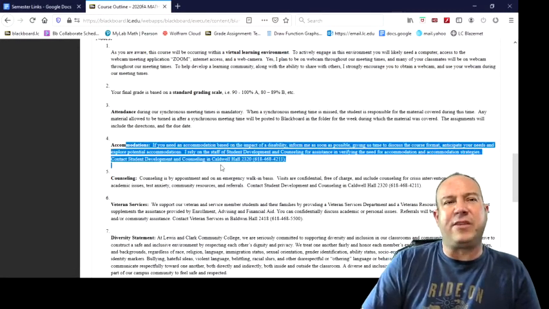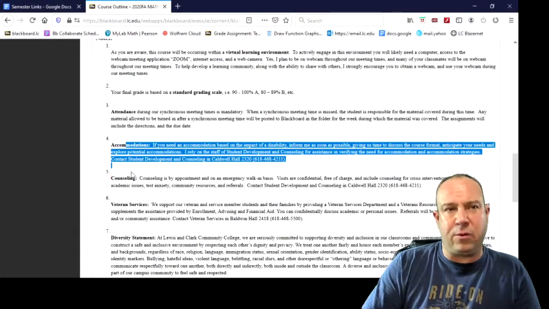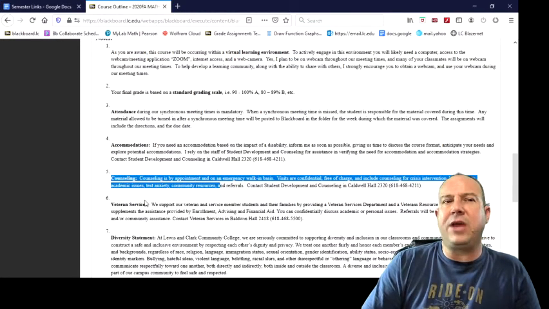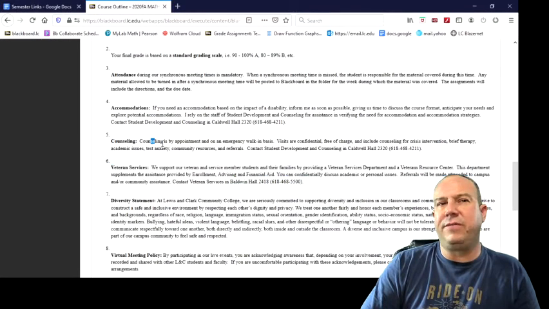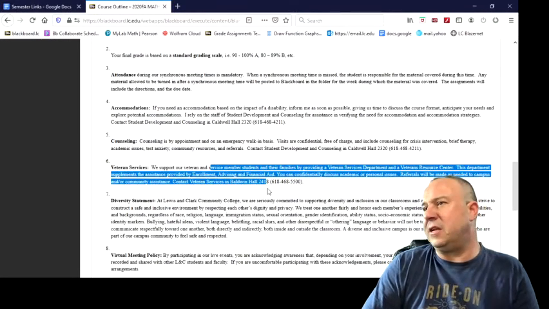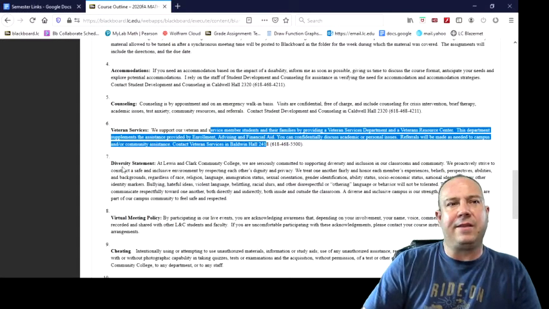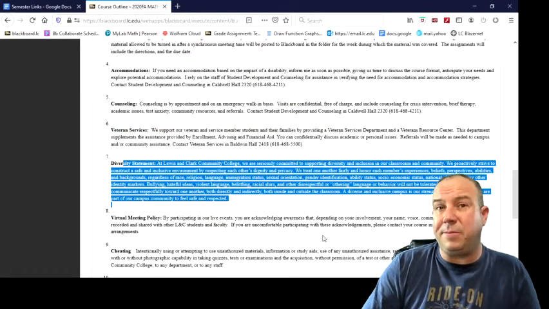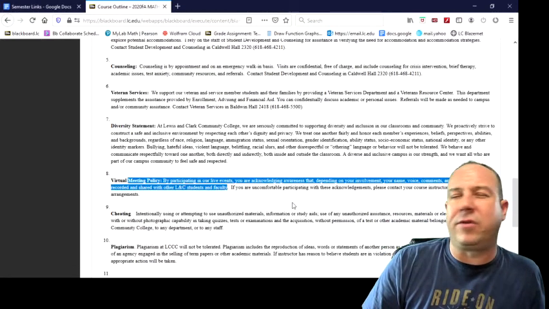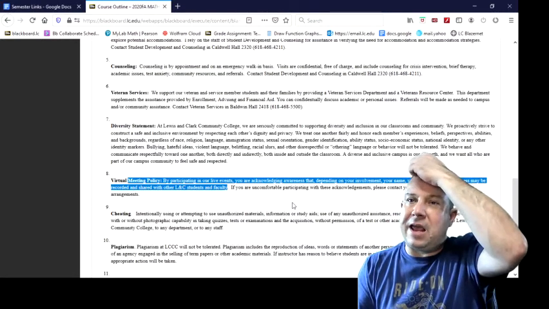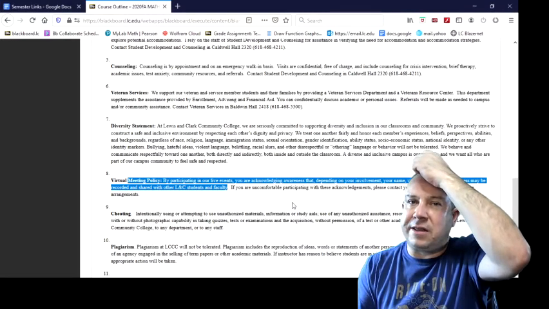All right. If you have any special learning accommodations, take note of note 4. Counseling, we have counseling and veteran services on campus. Make sure that if you're in need of those services, you take advantage of them. Note 7 is our diversity statement. You can read through that, folks. And note 8 then gets into our virtual meeting policy and how we have to respect one another and all that good stuff.